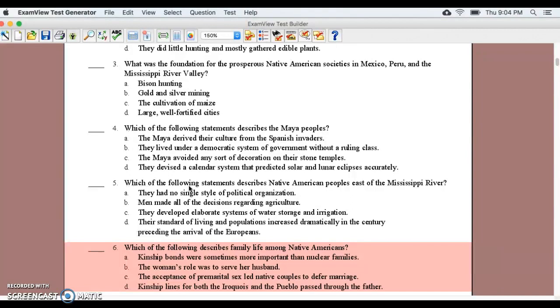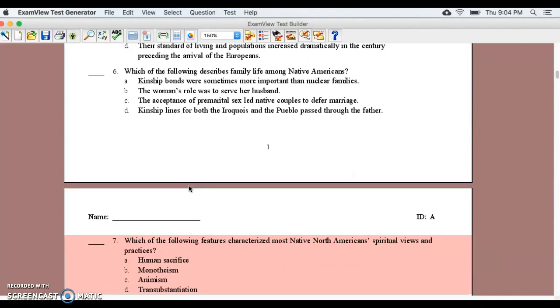Same thing. Look it up, guys. Look up the differences between Native American family life and kinship bonds and European family life, and the importance of primogeniture and the first son and that male-dominated society, and the answers to those. Not just the answers to our quiz, but the big ideas about the differences, right? Cultural differences led to conflict. That was a big part of the theme I talked about many times. Which of the following features characterize most native North American spiritual views?